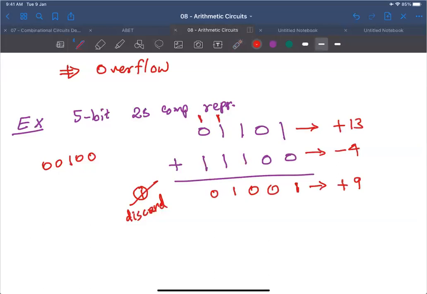All right, we'll pick up from here next time, inshallah, giving more examples and then move on to the hardware implementation of the adder subtractor.